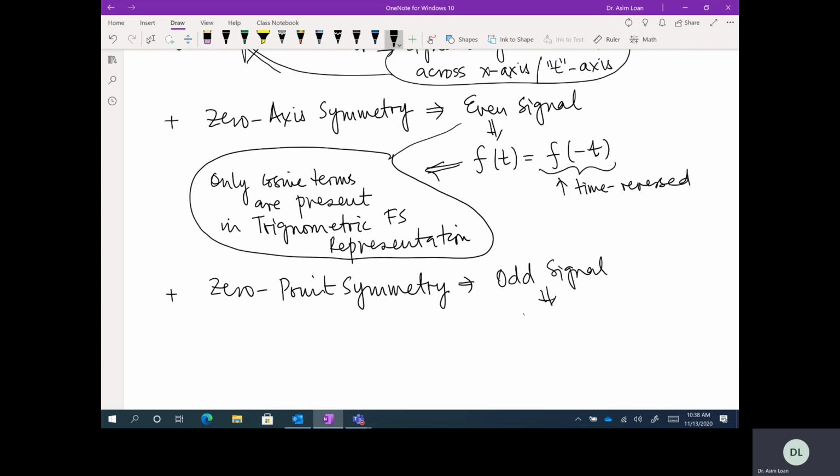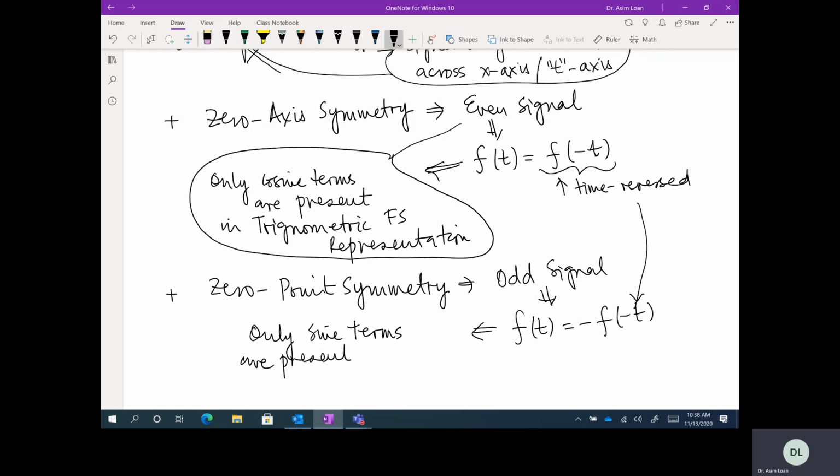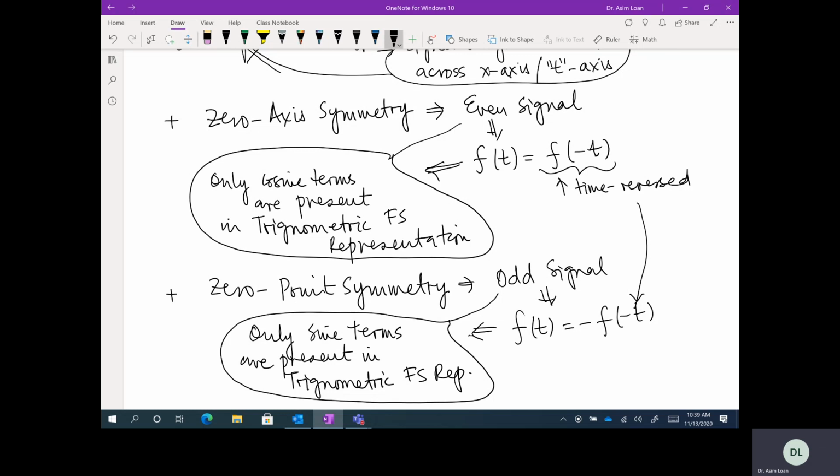An odd signal implies f of t equals the negative of the time reversed version. This simply means only sine terms are present, because sine is an odd function. This is not related to the exponential Fourier series; they are present in the trigonometric Fourier series representation. So whenever you have an odd signal, you'll always have 0 point symmetry.